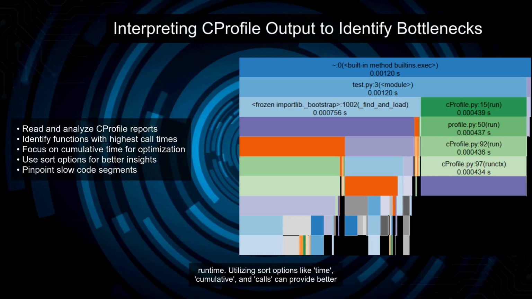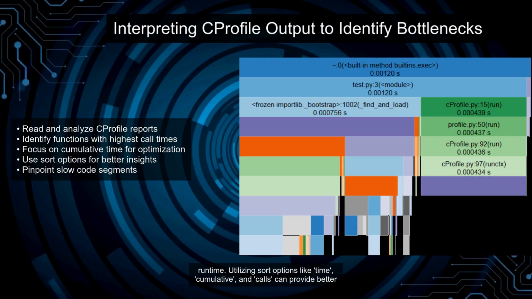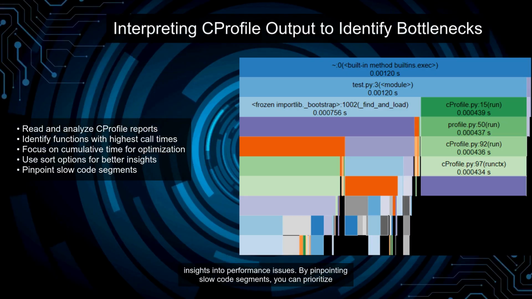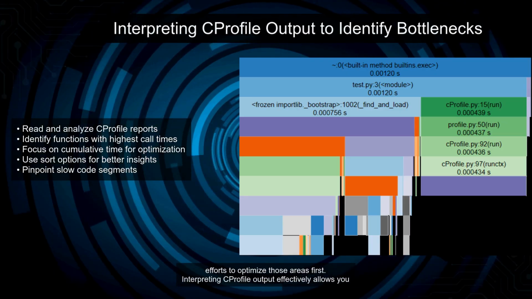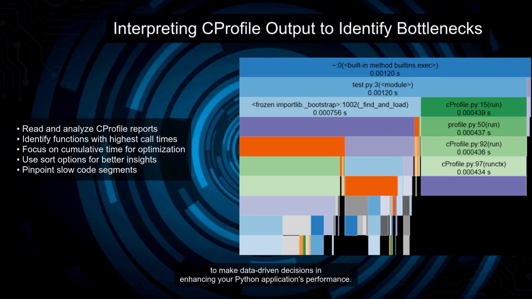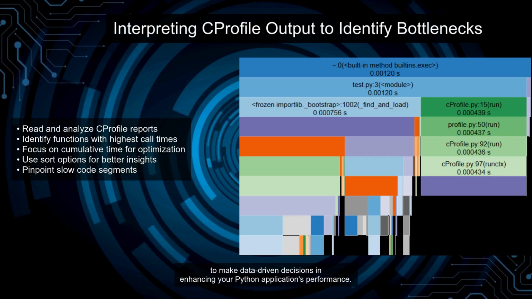Utilizing sort options like time, cumulative, and calls can provide better insights into performance issues. By pinpointing slow code segments, you can prioritize efforts to optimize those areas first. Interpreting Profile output effectively allows you to make data-driven decisions in enhancing your Python application's performance.